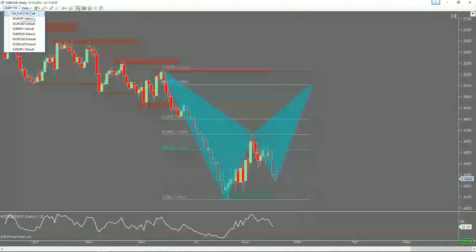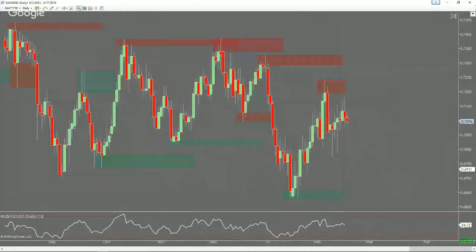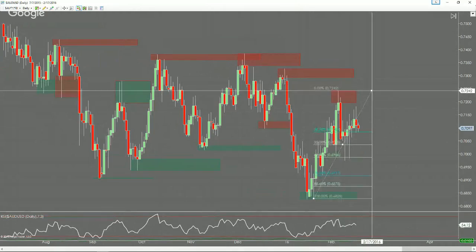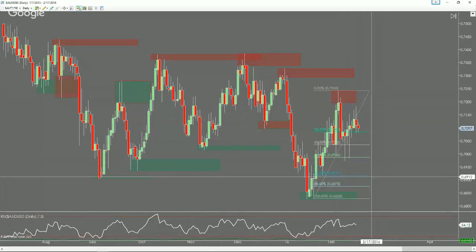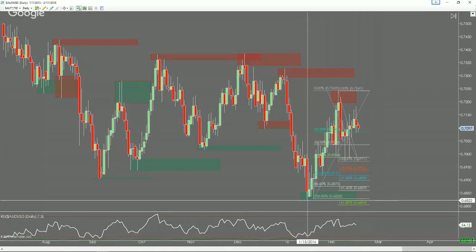Let's go to Aussie dollar. All right, let's see. Aussie dollar, we've been seeing a lot of consolidation, especially with this pair. We've also been seeing a lot of patterns form in this pair. If this comes back down to hit our 127 extension of this leg, this could be a possible bull Gartley pattern.